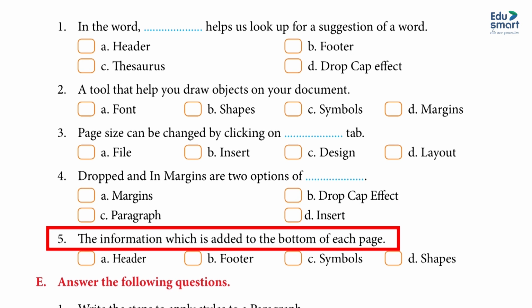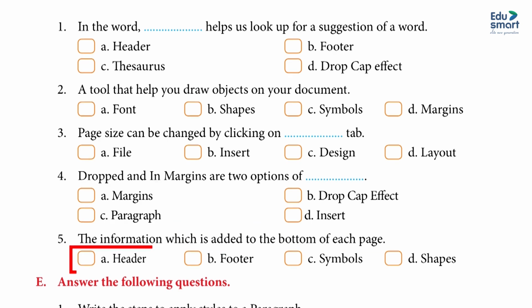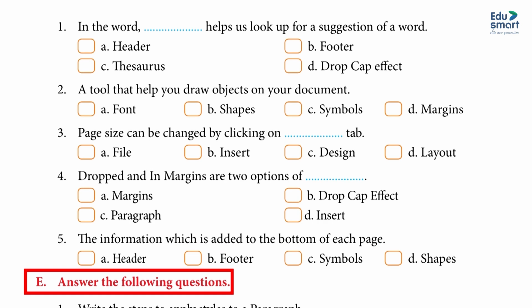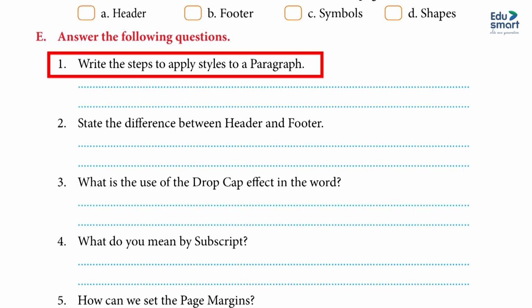5. The information which is added to the bottom of each page. A. Header. B. Footer. C. Symbols. D. Shapes. Answer: footer. E. Answer the following questions. 1. Write the steps to apply styles to a paragraph.